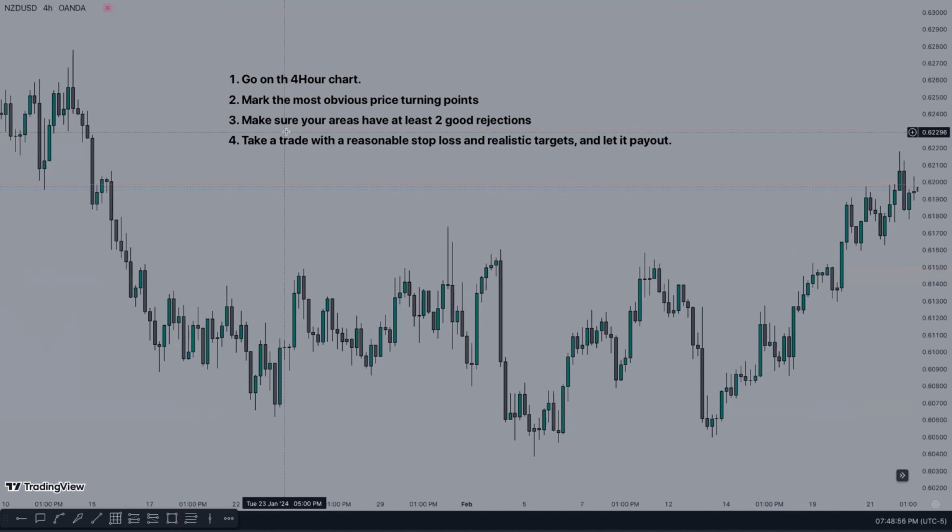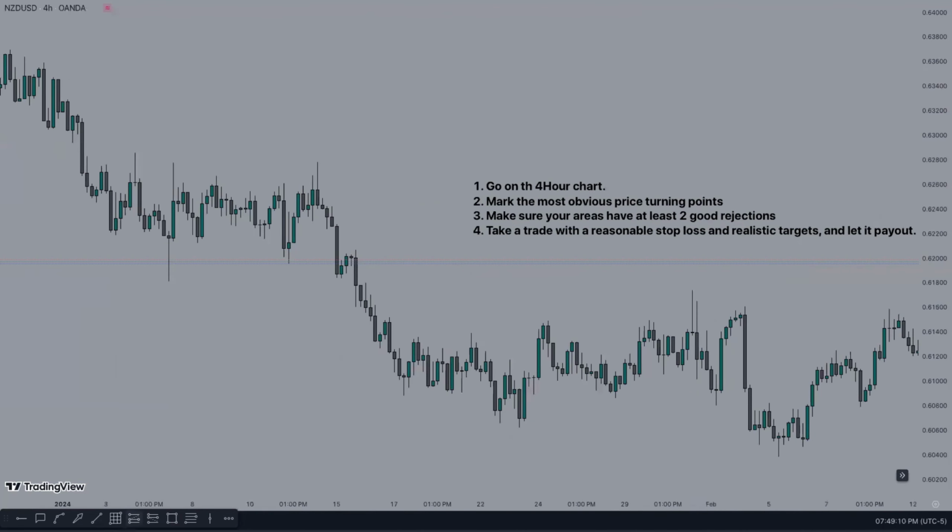Good. Now let's go to the third checkbox. Okay, sorry, we've already covered the third. Let's go to the 4th checkbox. Take a trade with a reasonable stop loss and a realistic target. Guys, when you take trades, don't do this stuff I see a lot of people on YouTube doing. These things are not actually real, so people should not fall for this crap.